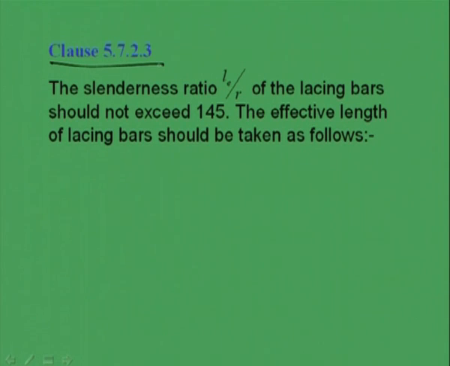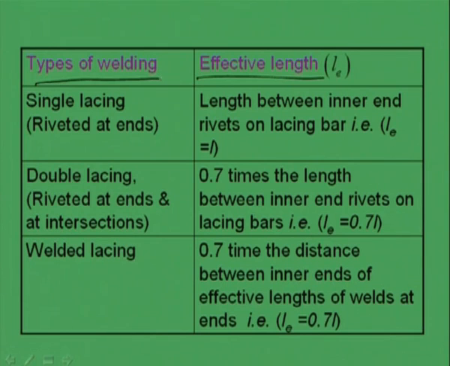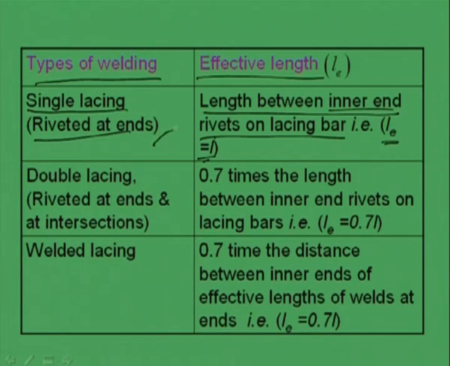Another thing is, in clause 5.7.2.3 it has been described that the slenderness ratio LE by r of the lacing bars should not exceed 145, right. This is another codal provision, and the effective length of lacing bar should be taken as follows. That means the effective length depends on the type of welding or riveting. Suppose in case of a single lacing system with riveted ends, the effective length will be L, where L is the length between inner end rivets of lacing bar. For double lacing riveted at ends and at intersection, it will be 0.7 times the length between inner end rivets on lacing bars, right.